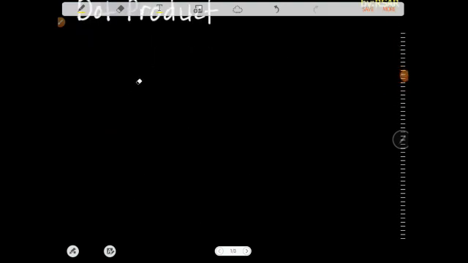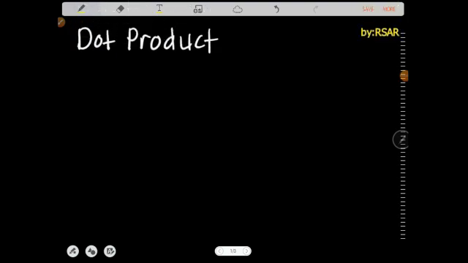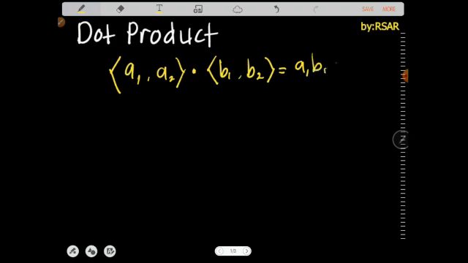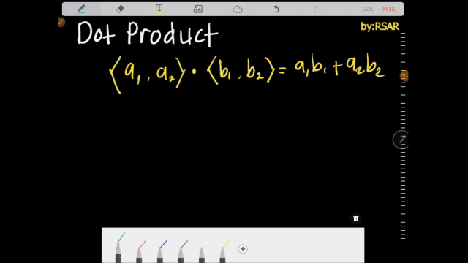So, ito yung sinasabi niya. A sub 1, A sub 2, dot B sub 1 and B sub 2 is just equals to A sub 1 times B sub 1 plus A sub 2 times B sub 2. So, let's take another example.